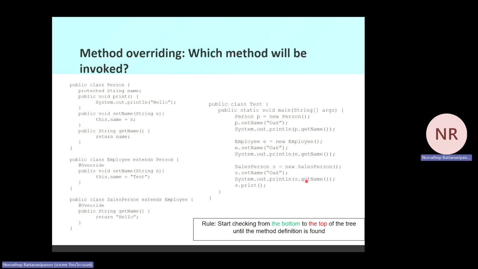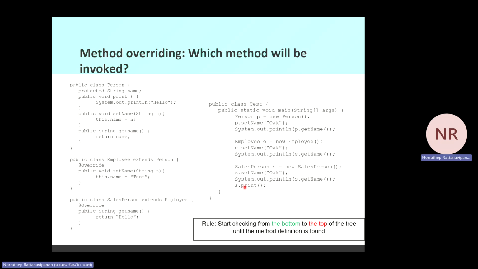What about getName? Here, you see that this subclass already has the getName overridden. So it already modified the getName behavior. So again, the rule is you start from the class that this object is declared, which is salesperson. See that it has the overridden method that you want here. So you would use this method instead. So in this case, getName just returns the hello string. This line will print hello.